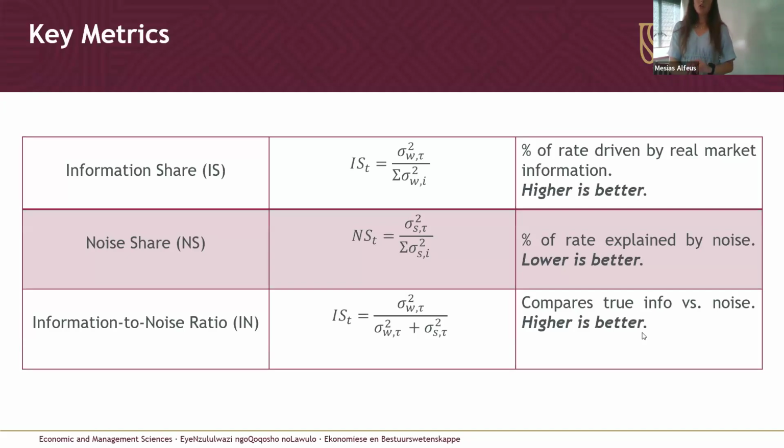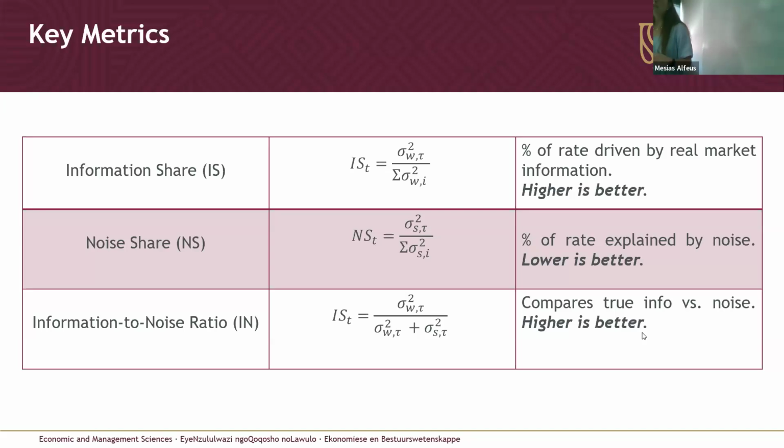At the end of the Kalman filtering process, we should have a time series data set with our efficient rate estimates, our benchmark specific noise levels, and also our information variance. And using these metrics, we are able to calculate our information share, which tells us how much a benchmark is contributing to the true rate.